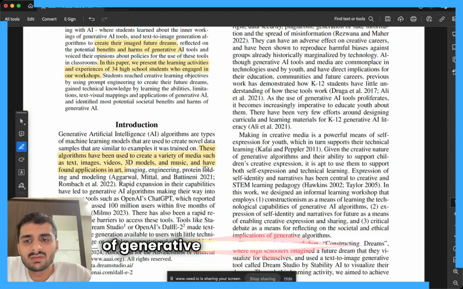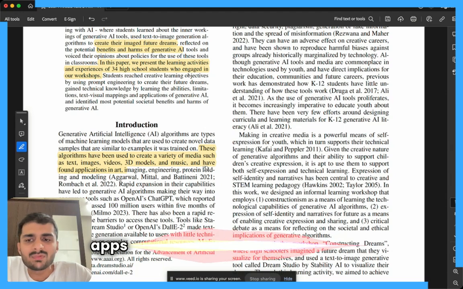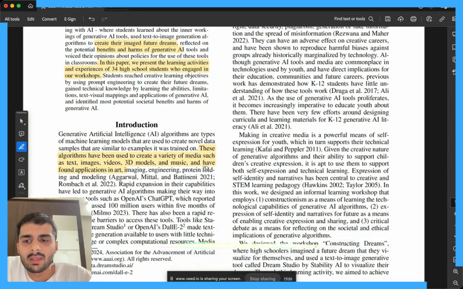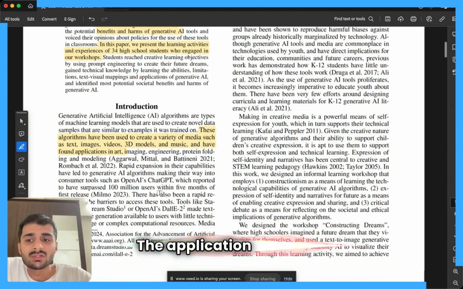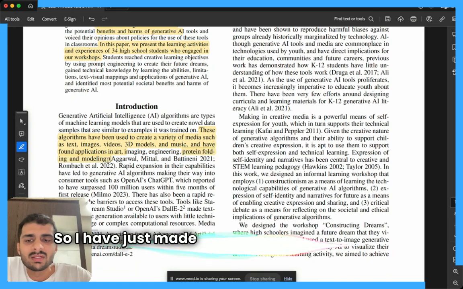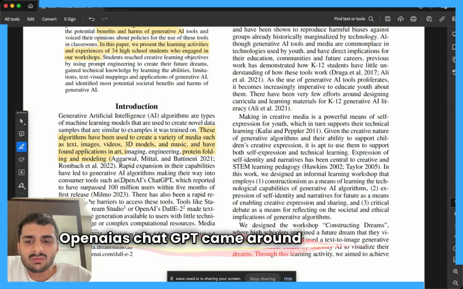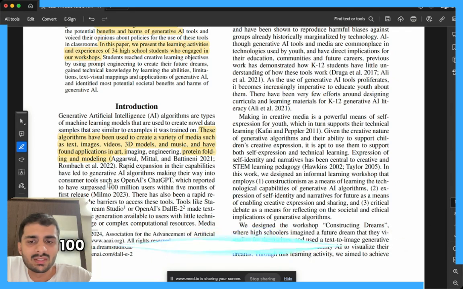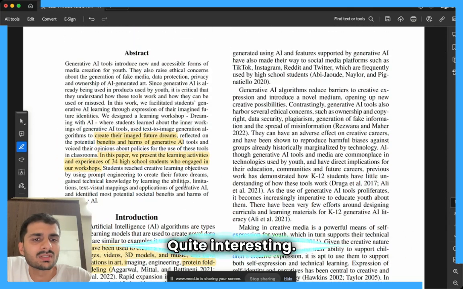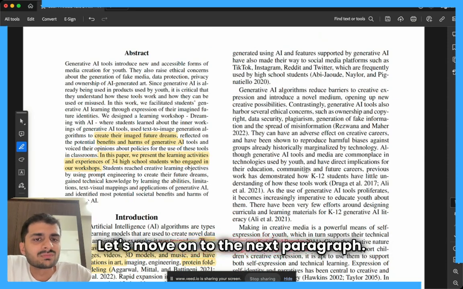That is the meaning of generative artificial intelligence, and we have already seen that there are apps which are coming out to create a bunch of text, images, videos, 3D models, etc. The application to protein folding was quite interesting. So I have just made a note in my mind regarding this. OpenAI's ChatGPT came around December 22, and it amassed 100 million users in a quite short span of time. Quite interesting. Okay, so what about the next paragraph? Let's move on to the next paragraph.